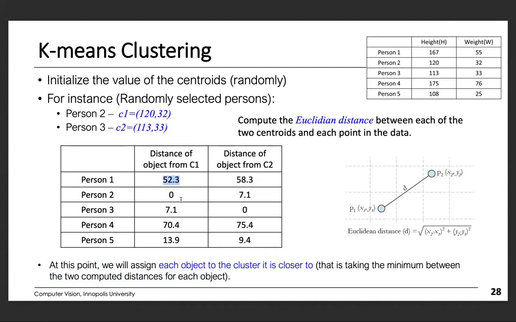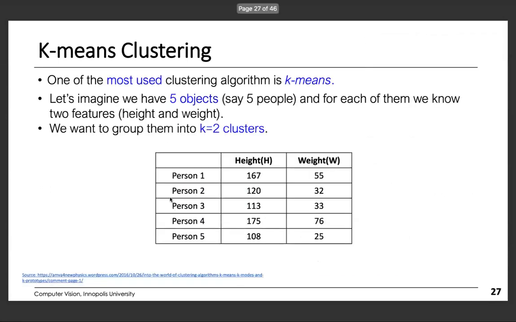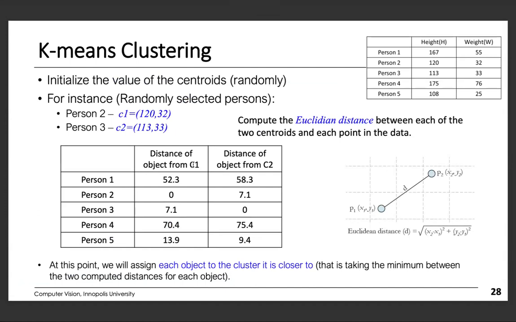Is person 1 closer to C1 or to C2? C1. Yes. How about person 2? C1, I think. How about person 3? C2. How about person 4? C1. How about person 5? C2. Perfect.